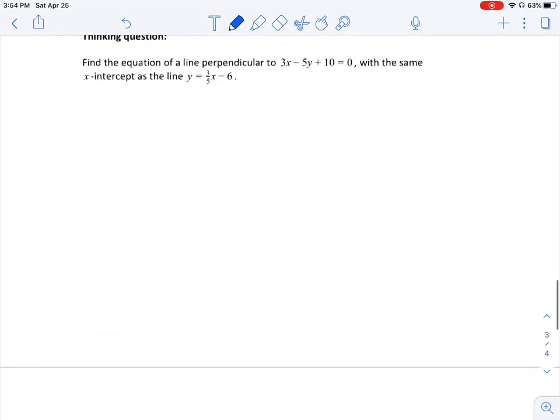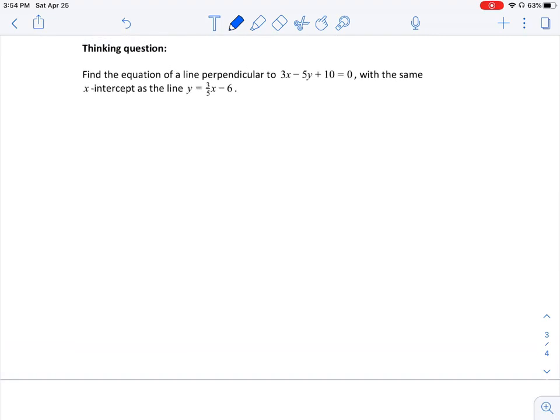Last quick example here, thinking style question. Okay, so find the equation of a line perpendicular to 3x minus 5y plus 10 is equal to 0, with the same x-intercept as the line y equals 3 over 5x minus 6. Okay, there's a lot going on here. So I'm going to chunk this up.